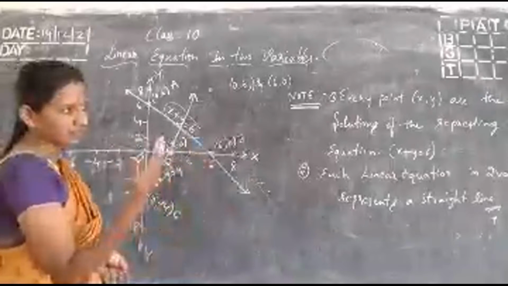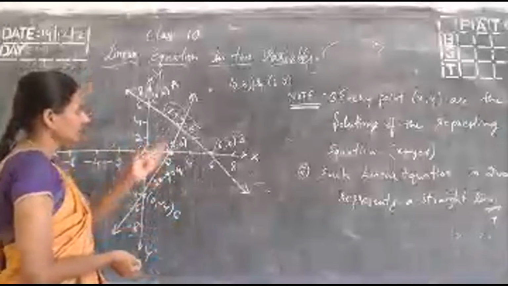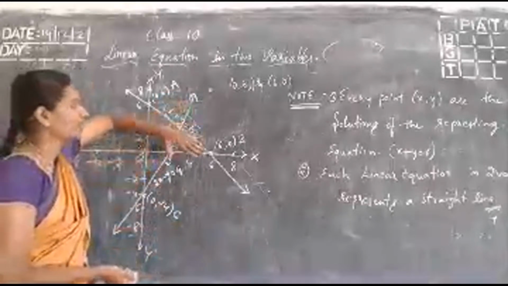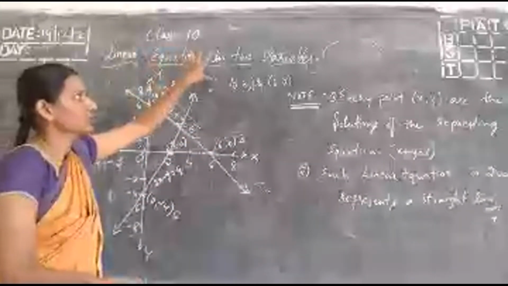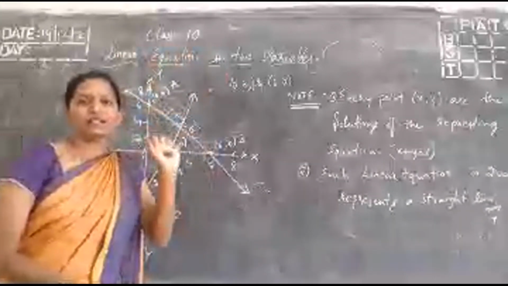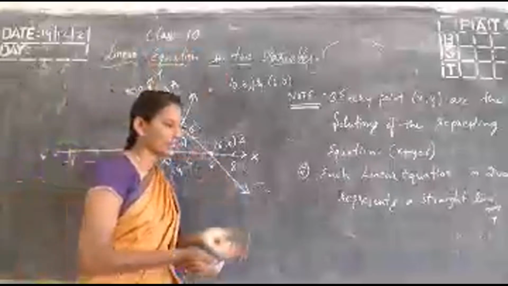Each linear equation in two variables represents a straight line. What is it representing? Straight line. What is this representing? Straight line. Wherever a linear equation in two variables comes, it is a straight line. Understood? Next.